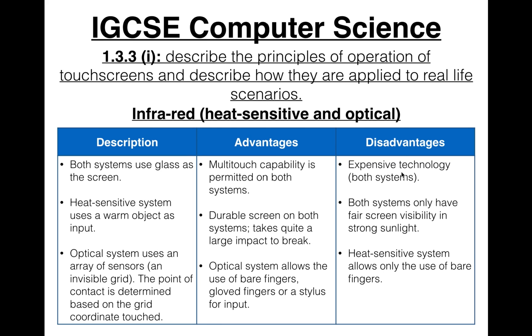But infrared is quite expensive, and it only has fair screen visibility in strong sunlight. The heat-sensitive system allows only the use of bare fingers. Also, if you're using a heat-sensitive device in cold weather and your fingers are cold, it's not going to work if you try to touch your screen. So that's why heat-sensitive systems aren't really common.